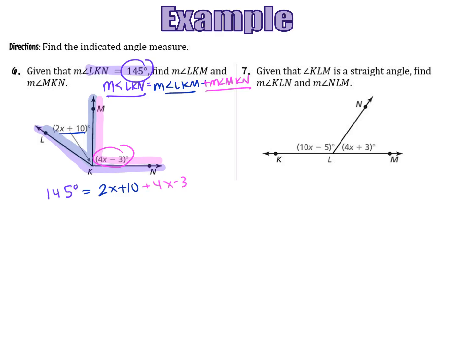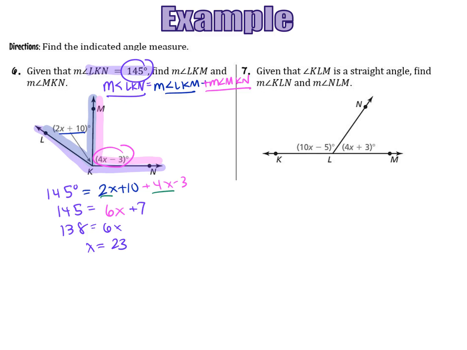Then I substituted in what I know. Now I'm going to go ahead and combine like terms. So the left side is going to stay 145. On the right, 2x plus 4x is 6x. 10 plus negative 3 is positive 7. So that was combining like terms. Now I'm going to use the subtraction property of equality to get 138 is equal to 6x, and I'm going to divide both sides by 6 to get that x is equal to 23.